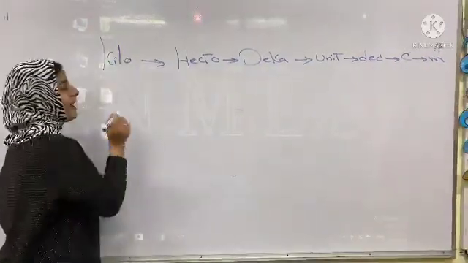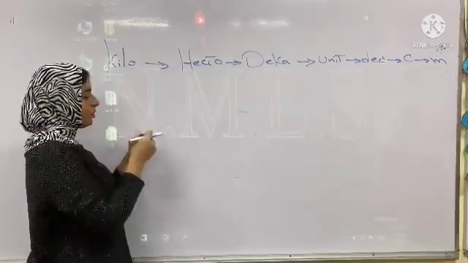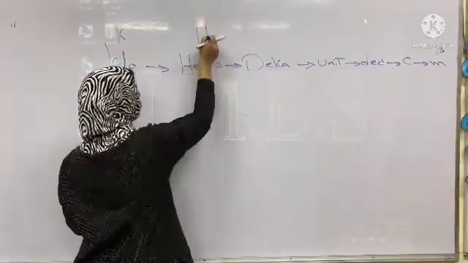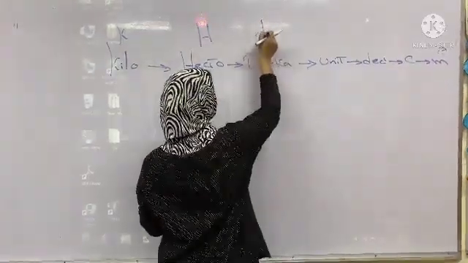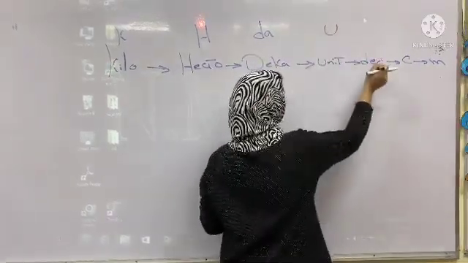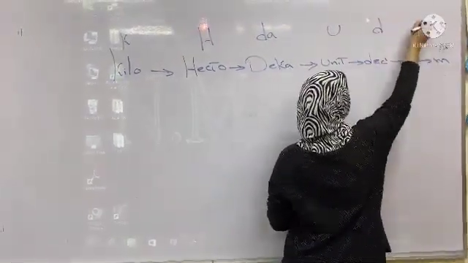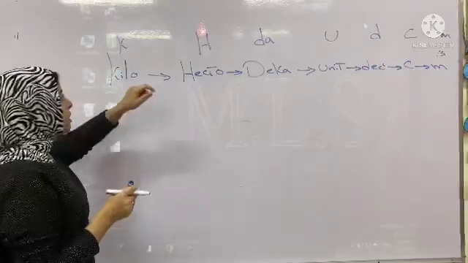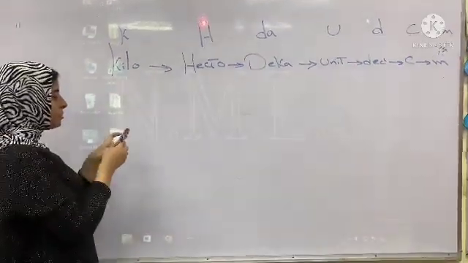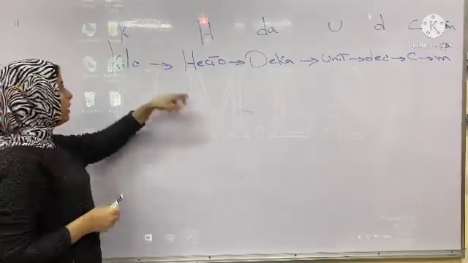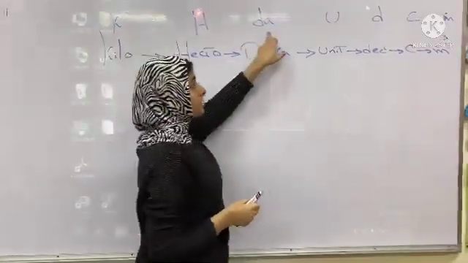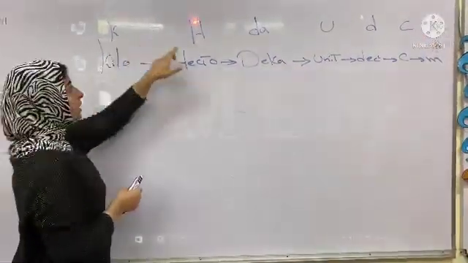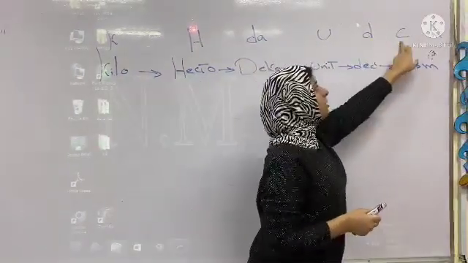So we have an abbreviation for these units. So kilo it will be K, and hecto it will be H, and deca it will be DA, and unit U, and deci it will be D, and centi it will be C, and milli it will be M. So I have here this abbreviation, so we have to remember these units by King Henry doesn't usually drink chocolate milk. Again, King Henry doesn't usually drink chocolate milk.